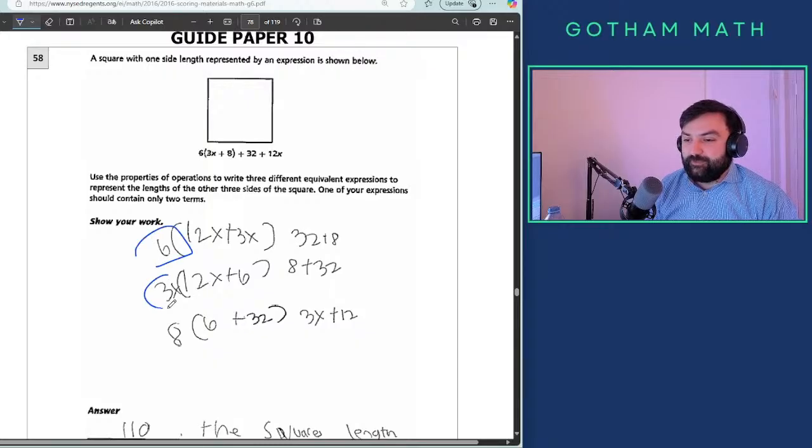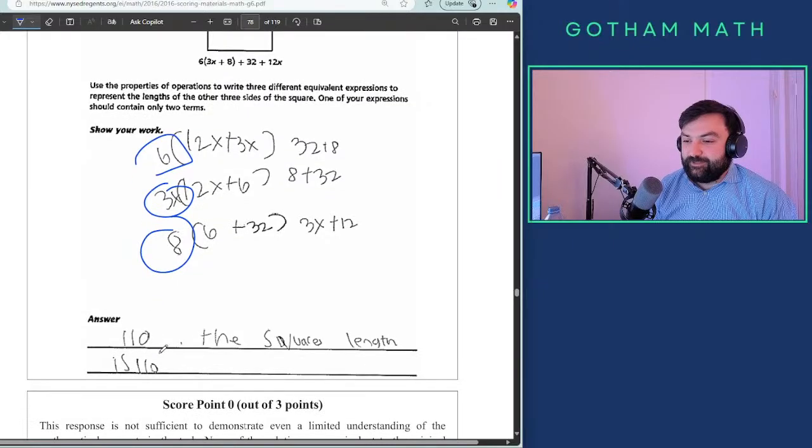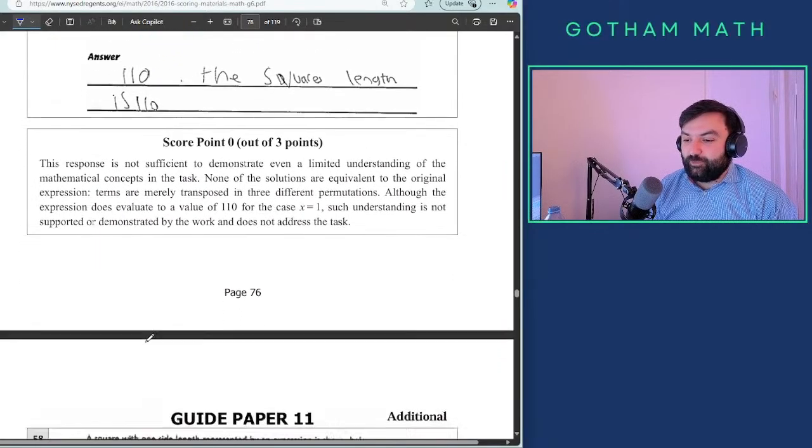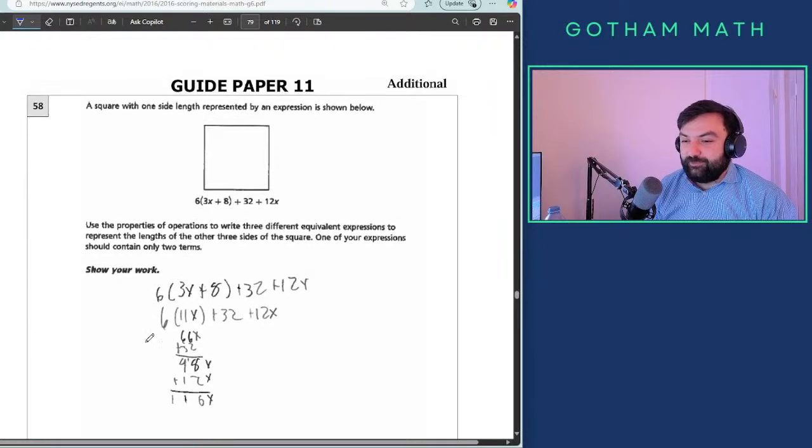Just put different numbers outside for no reason. 110. The square length is 110. How do you know? No, that's wrong. What else? Just edit everything. She's like, I'm gonna add everything. That's it. Doesn't matter. X, no X. Who cares?